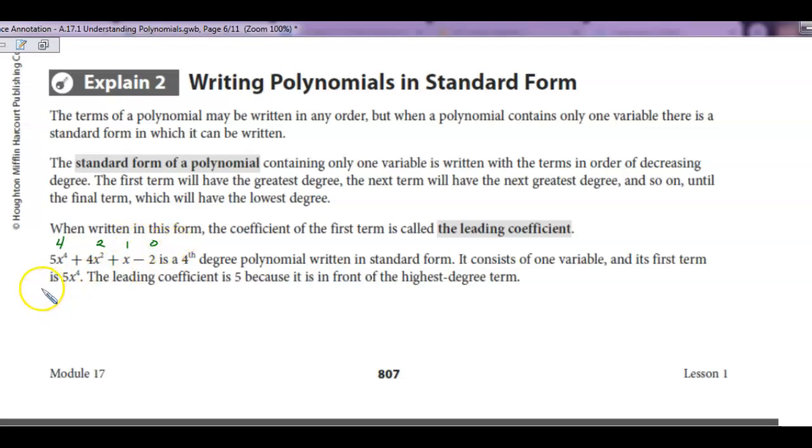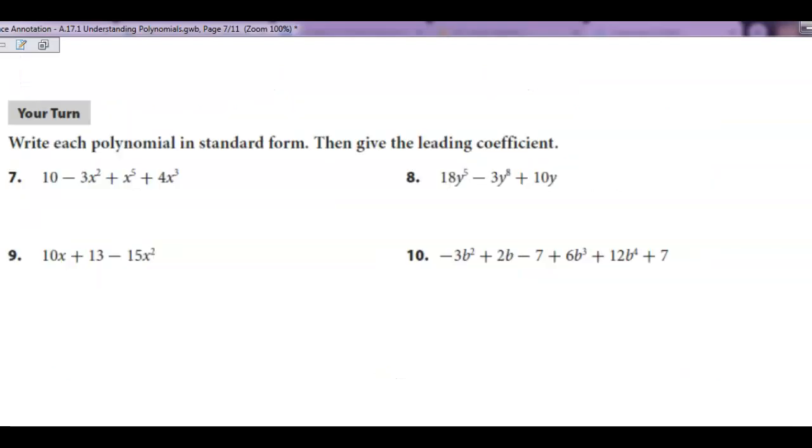If it contains one variable and its first term is, so in this case, the coefficient of the leading is 5. So my leading coefficient is 5. It's in the front of the highest degree term. That's important. You don't want to just look at it as it's originally written. You want to rewrite it in standard form and then determine what the leading coefficient is going to be. So we're going to write each polynomial in standard form and then give the leading coefficient.